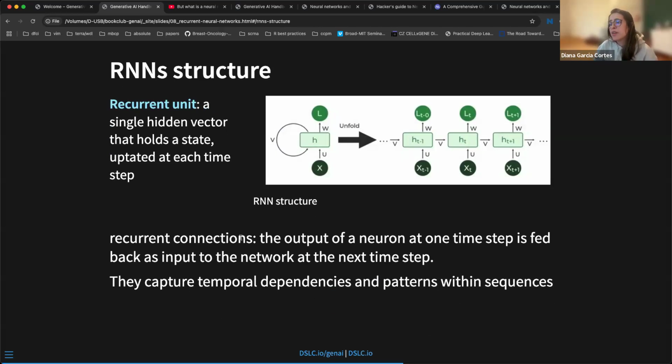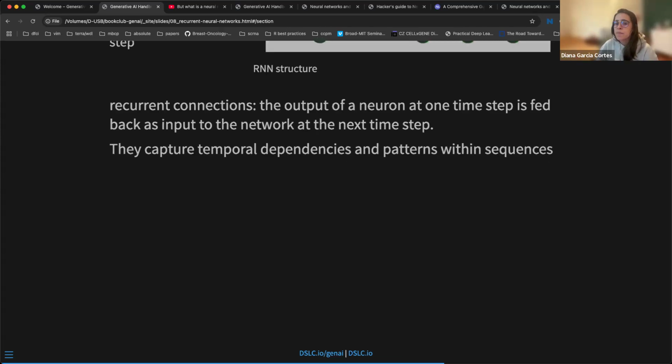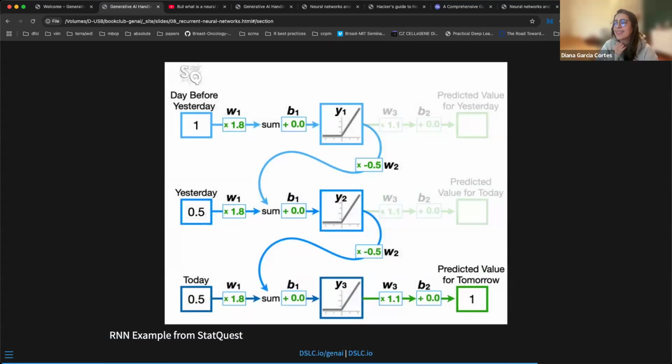So we're going to have recurrent connections, and that will mean that the output of the neuron at one time step is going to be fed back as an input to the network at the next time step. And they're going to capture temporal dependencies and patterns within the sequence that we're using for training. And they actually look like this.